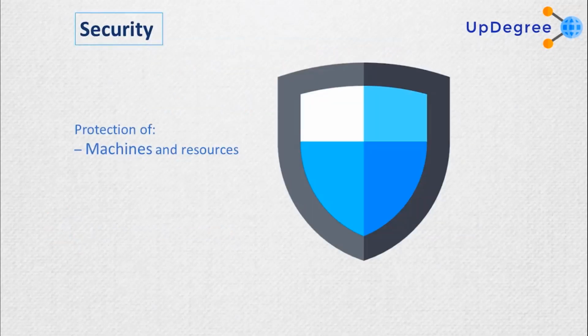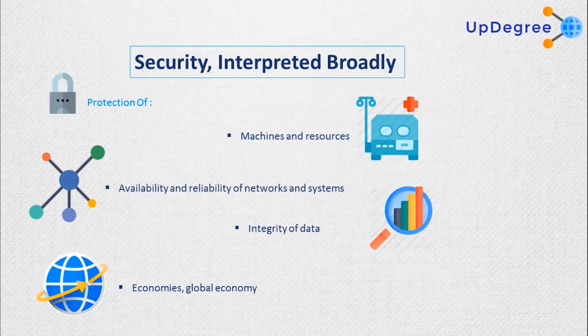Security is the protection of both machines and resources, the availability and reliability of networks and systems. It gives integrity of data. It covers economies, the global economy. Everything is protected. It's not about a single mission. You can create one ledger across the globe. So all of these are integrated features that come with blockchain.